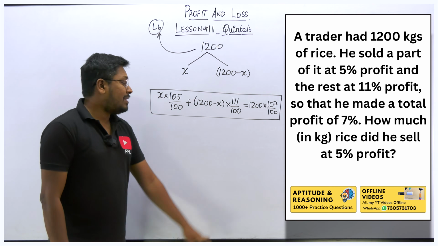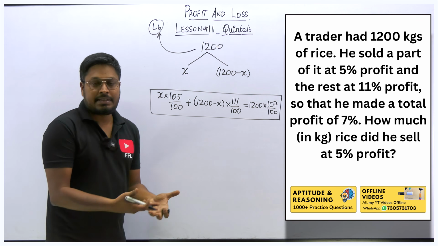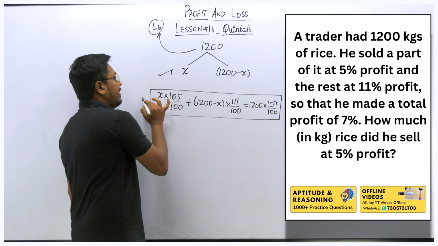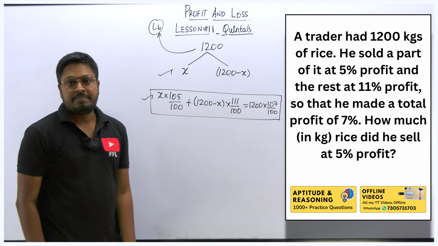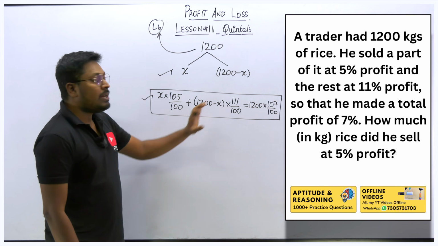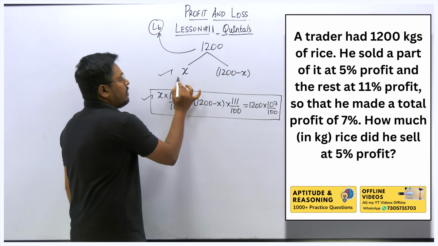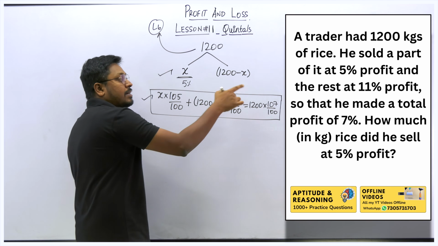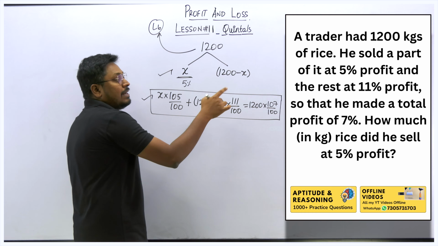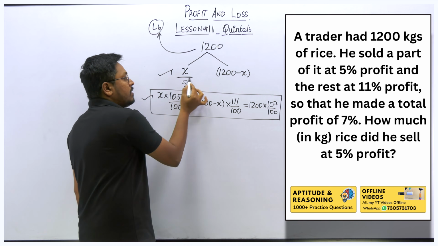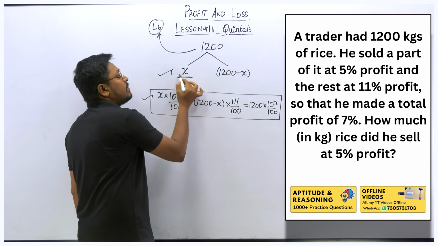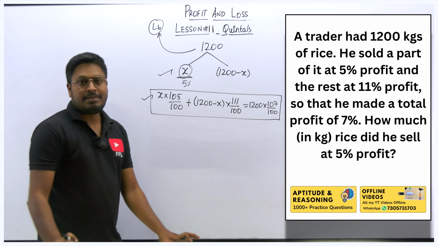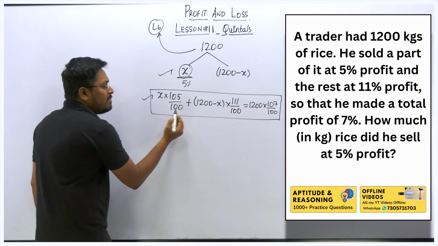Also remember one thing, we didn't learn this equation for the first time here. We have already learned this same model in lesson number 6. Now we need to solve it. This part is sold for 5% profit, and what is the target? How much kg of rice did he sell at 5% profit? Our target is to find the value of x.